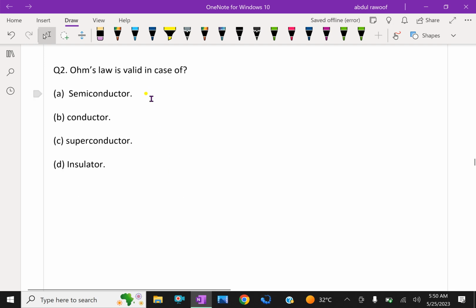Ohm's law is valid in case of semiconductors, conductors, superconductors, insulators. Here, conductor. In a conductor, Ohm's law is valid.